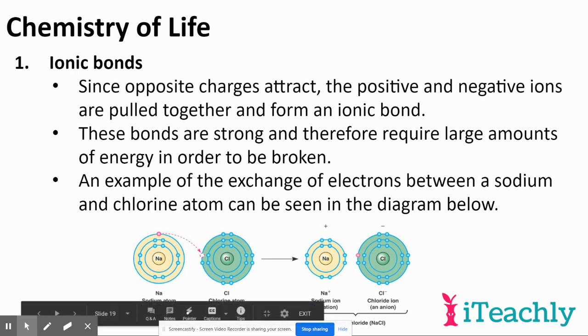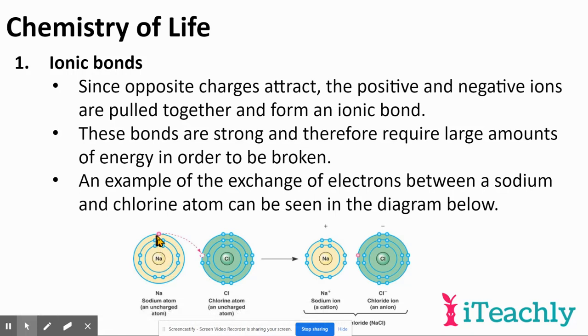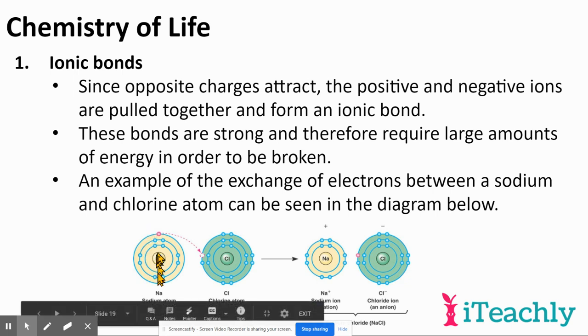And then the third shell also wants 8. But sodium only has 1 in its outer shell, so it needs 7 more to fill that outer shell. That's what makes it more stable. If you fill your outer electron shell, it makes you more stable. So sodium has the choice of either losing 1 electron or gaining 7 to fill this outer shell.